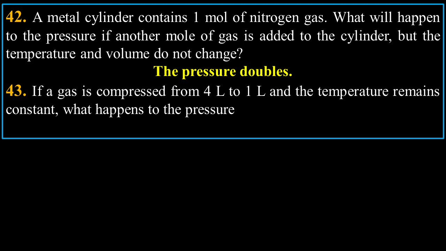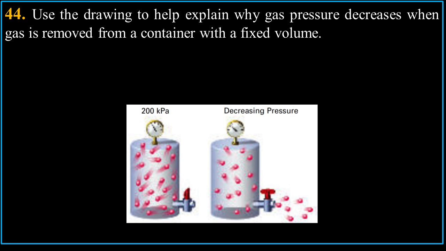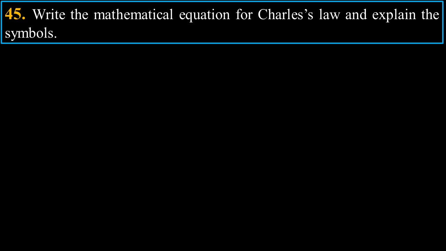If a gas is compressed from 4 liters to 1 liter and the temperature remains constant, what happens to the pressure? The pressure quadruples. 4 to 1 quadruples, as opposed to 1 to 4, which would be 1/4. Use the drawing to help explain why gas pressure decreases when gas is removed from a container with a fixed volume. As particles are removed from the container, there is a decrease in the number of collisions. That's effectively what pressure is.